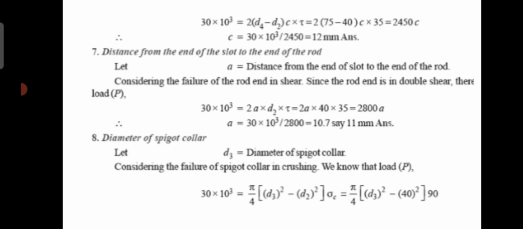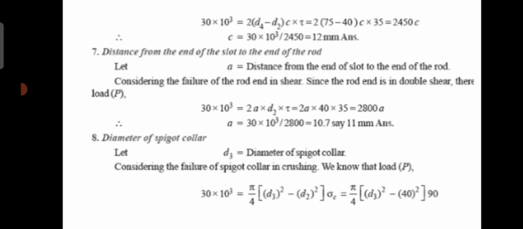Then we want to find the distance from the end of the slot to the end of the rod. Let small a equal the distance from the end of the slot to the end of the rod. The suitable formula is P equals 2a × d2 × τ. P we know, 30 × 10³, d2 equals 40, τ equals 35, given in our problem. So finally we can find small a equal to 10.7, so we can say 11 millimeter.